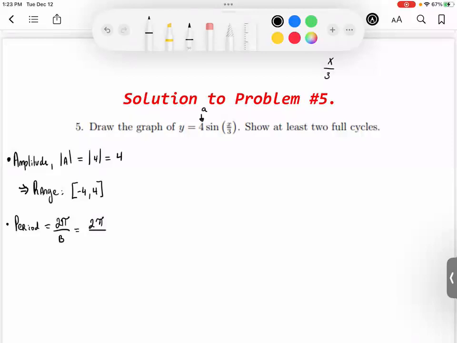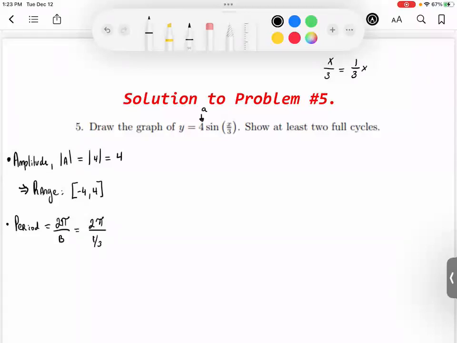Is there another way that I could rewrite x over 3? The answer is yes. Instead of saying that you have x over 3, you can say that you have 1/3 of x. By rewriting x over 3 as 1/3 of x, this helps you to figure out the B value. B is now clearly 1/3.